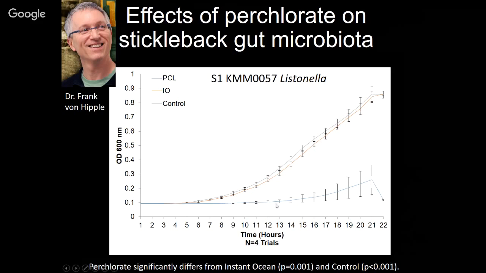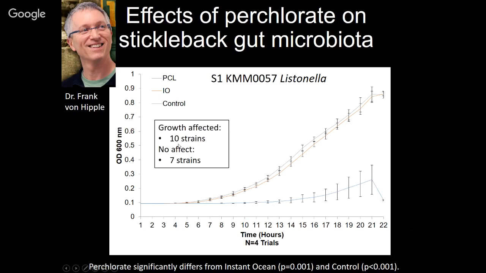So we looked at the ability of gut microbiota isolates to grow in vitro in the presence of perchlorate. And we saw that, for example, in this Listonella, when we grow this microbe in just the presence of instant ocean, it grows just fine. But when we grow this microbe in the presence of perchlorate, we see a decrease in growth. So this particular gut isolate does not grow well in the presence of perchlorate.